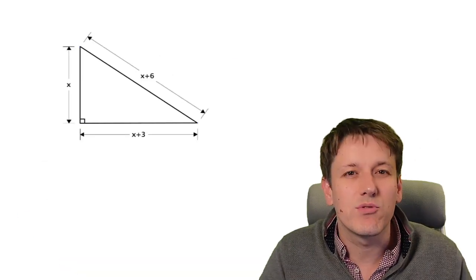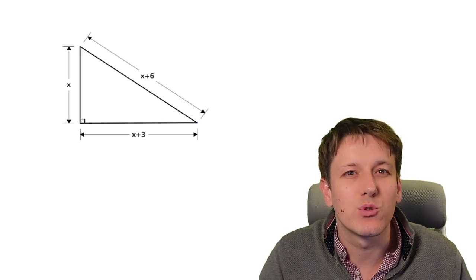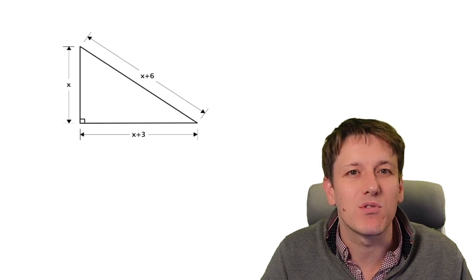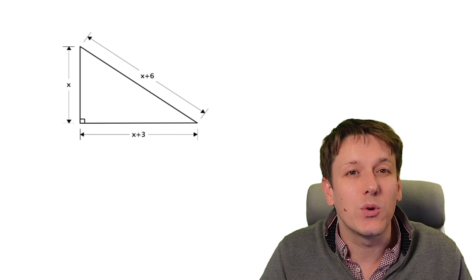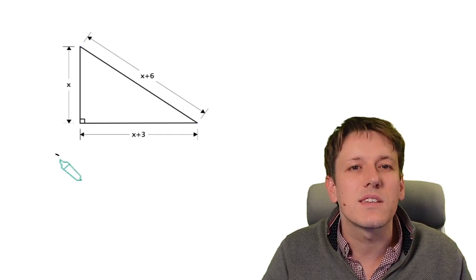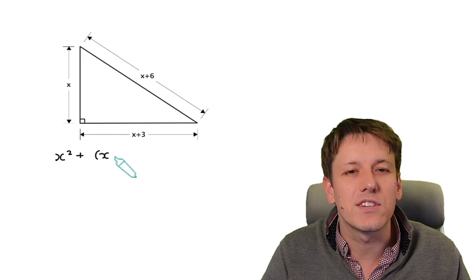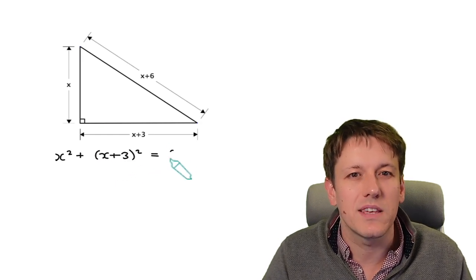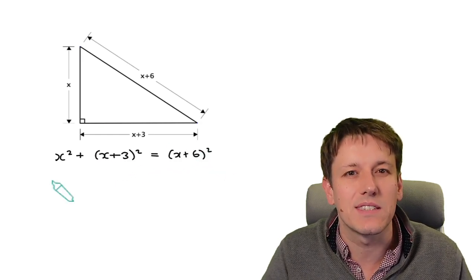Here's a tough GCSE quadratics problem. In this one we've got a right angle triangle with side lengths of x, x plus 3 and x plus 6. We want to write down a quadratic equation for x and then solve it to find the side lengths of the triangle. Because it's a right angle triangle, we can apply Pythagoras theorem to give x squared plus x plus 3 squared equals x plus 6 squared.